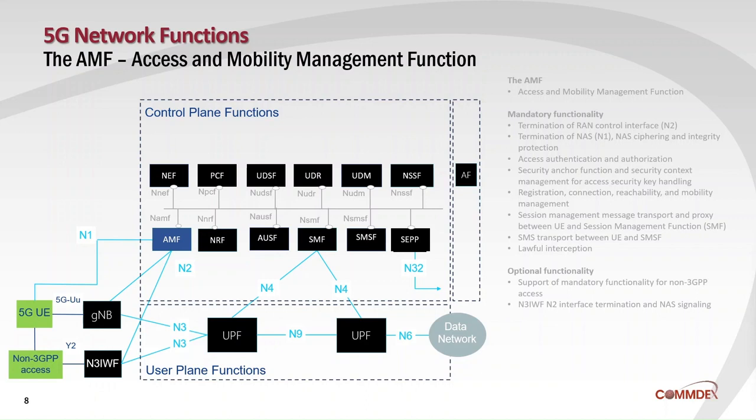It handles registration, connection, reachability, and mobility management. It does not control the session management, but it is the transport between the UE and the session management function. It also provides SMS transport between the UE and the SMSF. It is the entity that actually controls lawful interception. An AMF optionally supports the non-3GPP interworking function via the N2 interface and terminates NAS signaling.